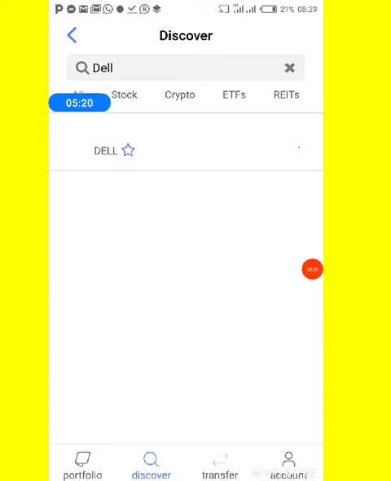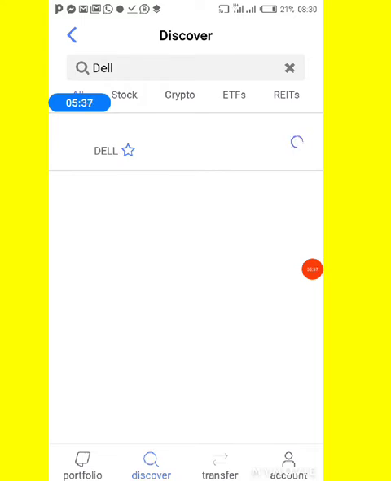So I'm going to add this Dell now to the watch list, so that next time when I log into my app, the first thing I'm going to see is that Dell will be among those stocks that are listed. So what am I going to do now? I'm going to click on this star.